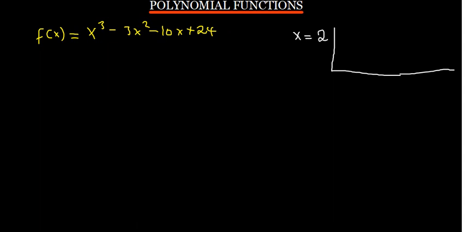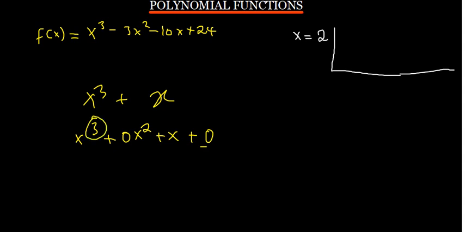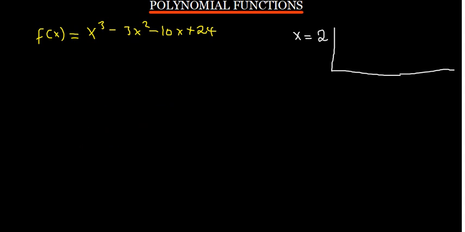Otherwise, if we just had something like x power 3 plus x, I needed to write it as x power 3. I don't have x power 2, so I'll write it as 0 x power 2 because I don't have it, and then plus x, and then I also say plus 0 because I need to have from the highest power until I reach a constant. So make sure that you do that if they've given something that does not have powers decreasing like that.